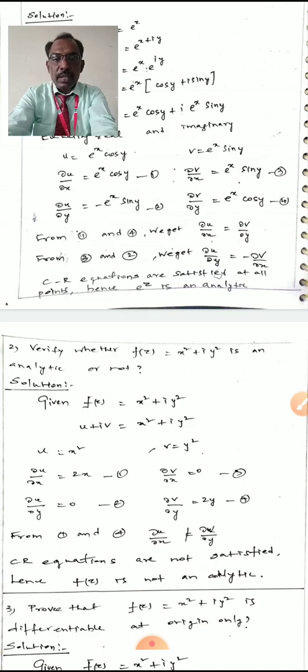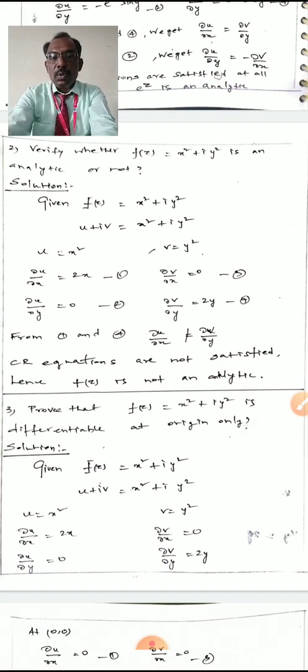From 1 and 4, the answer is e power x cos y, here also e power x cos y. They are equal, so dou u by dou x is equal to dou v by dou y. From 2 and 3, the answers are equal but the signs are opposite. So dou u by dou y is equal to minus dou v by dou x. So the first two conditions are satisfied. The CR equations are satisfied at all points. Hence the given function, e power z, is analytic.